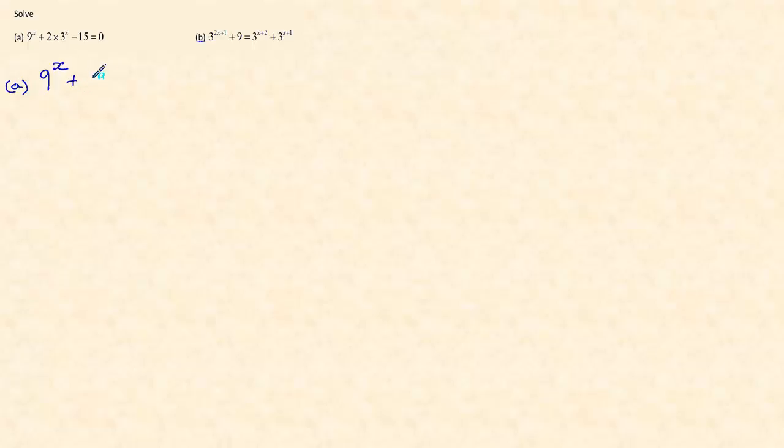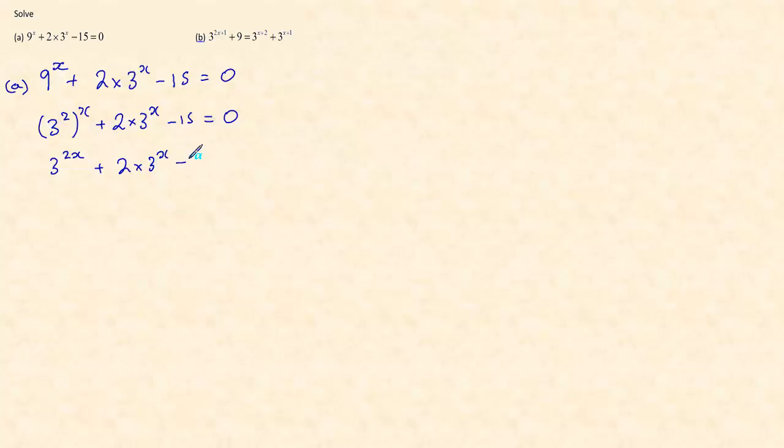9 to the x plus 2 times 3 to the x, take away 15 is 0. Now 9 is 3 squared. So we have 3 squared to the x plus 2 times 3 to the x, take away 15 is equal to 0. And of course, using an index law, we can write this one as 3 to the 2x. And then we've got 2 times 3 to the x, take away 15 equals 0.